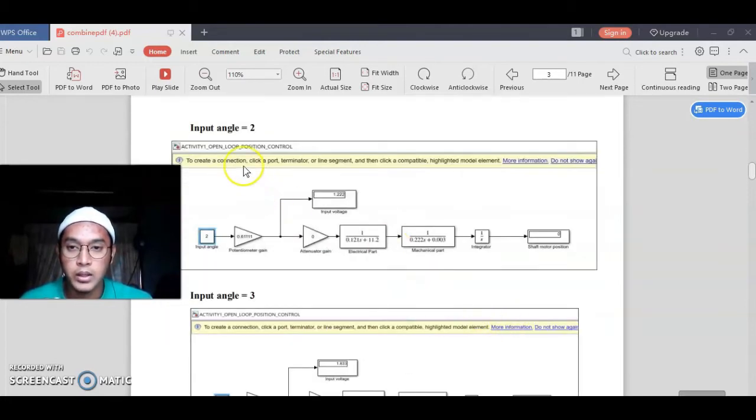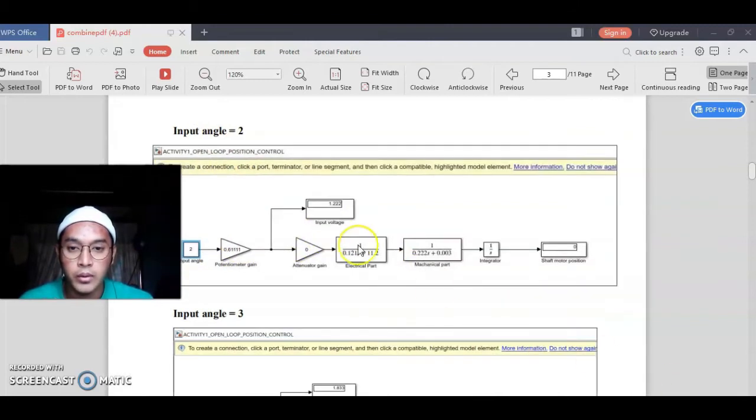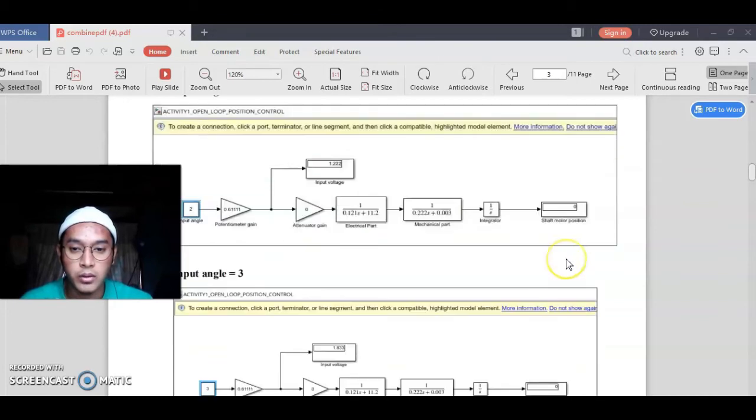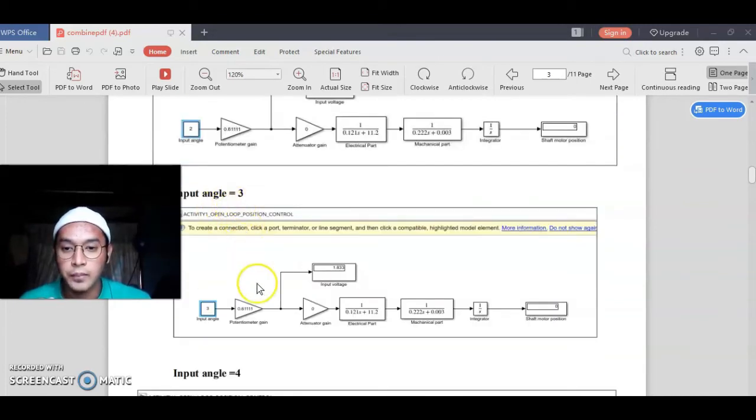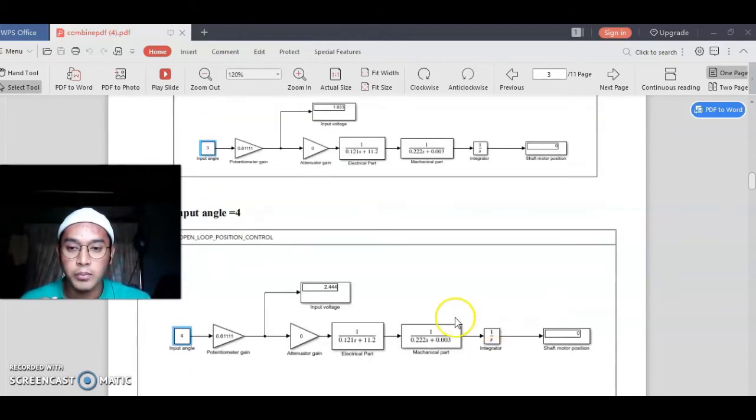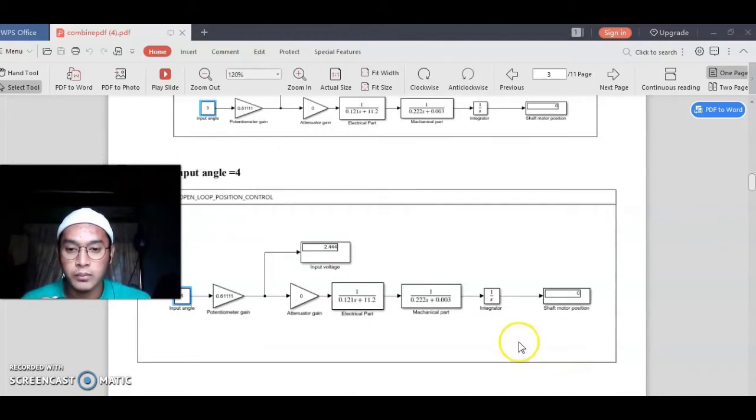For input angle 2, the input voltage is 1.2222 and shaft motor position 0. For input angle 3, the input voltage is 1.833 and the shaft motor position 0. For input angle 4, the input voltage is 2.444 and the shaft motor position is 0.